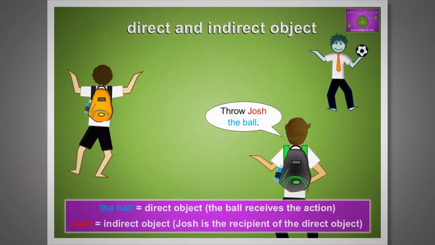The object pronoun can be a direct object or an indirect object. A direct object tells us who or what receives the action of the verb. An indirect object is the person or thing that receives the direct object. For example, throw Josh the ball. The ball is the direct object and Josh is the indirect object.